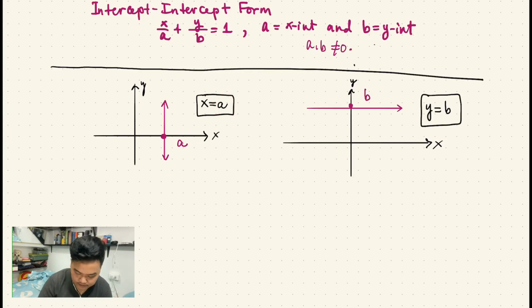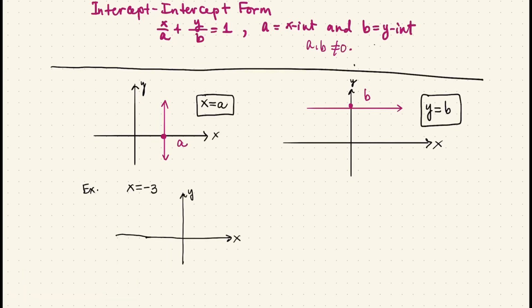So, drawing tayo ng kahit isa lang. Okay? So, example, kahit tag-isa. X equal to negative 3. So, that is a vertical line whose x-intercept is negative 3. So, 1, 2, 3. So, yan yung graph niya.